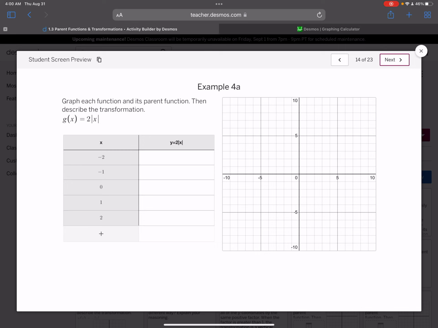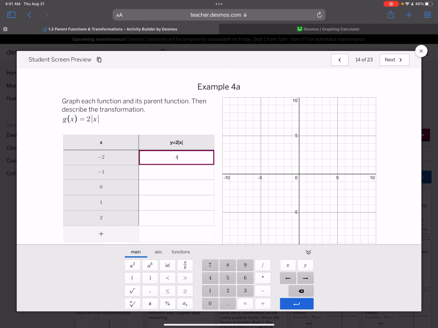So looking at g of x equals 2 times the absolute value of x. We're going to do this one by hand, and then the next one using the calculator. So 2 times the absolute value of negative 2. Absolute value of negative 2 is positive 2. That times 2 is 4.